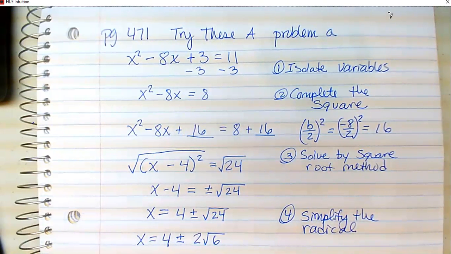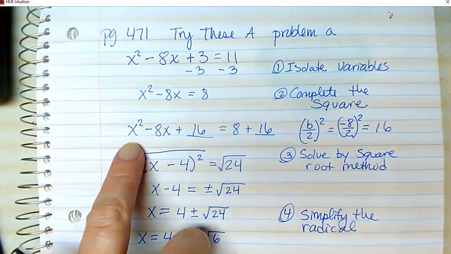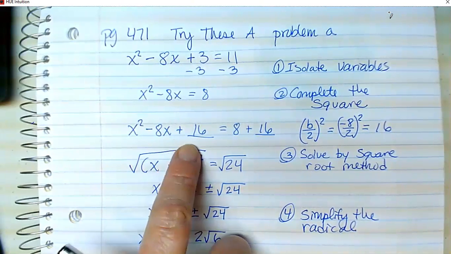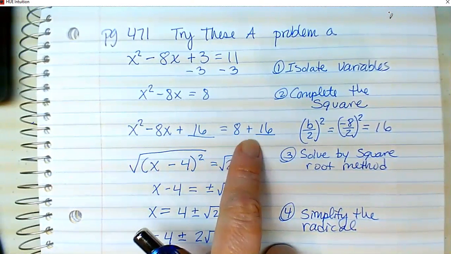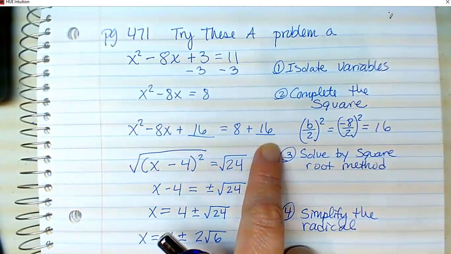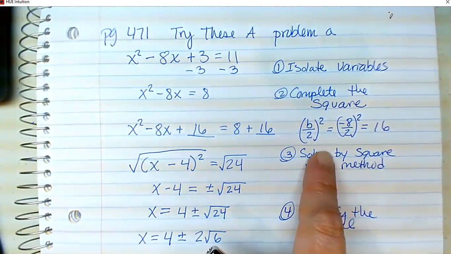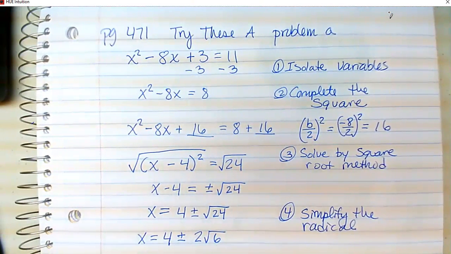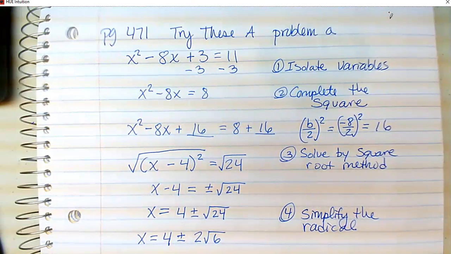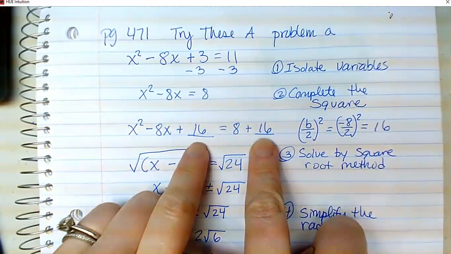Step 2 is going to be complete the square. So this is where I drew those blanks. I've got x squared minus 8x plus blank is equal to 8 plus blank, okay? Come over to the side, you're going to actually complete the square. This is the b divided by 2 squared. For this problem, b is negative 8. It's the coefficient of x. So negative 8 divided by 2 squared, that would be negative 4 squared, which is 16. So I added 16 to both sides. You can see them right here.